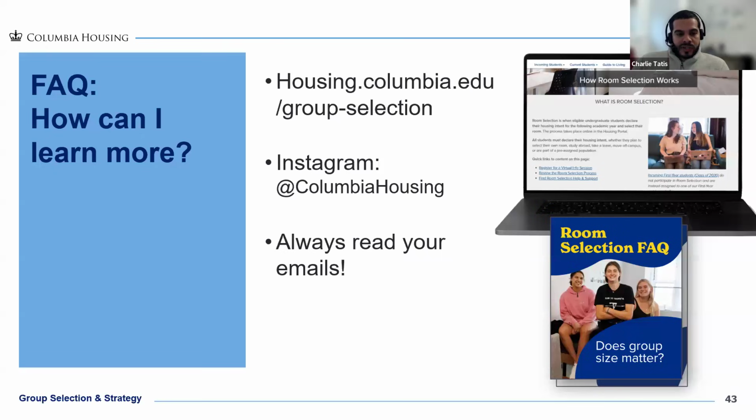How can I learn more? Our website is a wealth of information, and we even have a room selection page dedicated to groups. You can find the page at housing.columbia.edu/group selection. It includes tips, best practices, videos, step-by-step instructions, FAQs, and so much more. If at any point you're feeling unsure about something group selection related, that page is the first place you should look for answers. I also recommend that you follow us on Instagram.